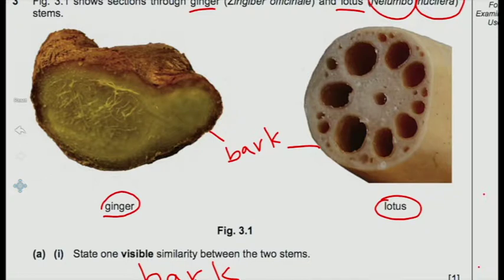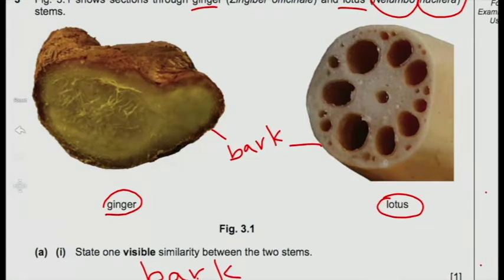The lotus hasn't got the fiber material there. That's the fiber. This part here, that's the fiber. There is none on the right for the lotus. That's difference number 2.